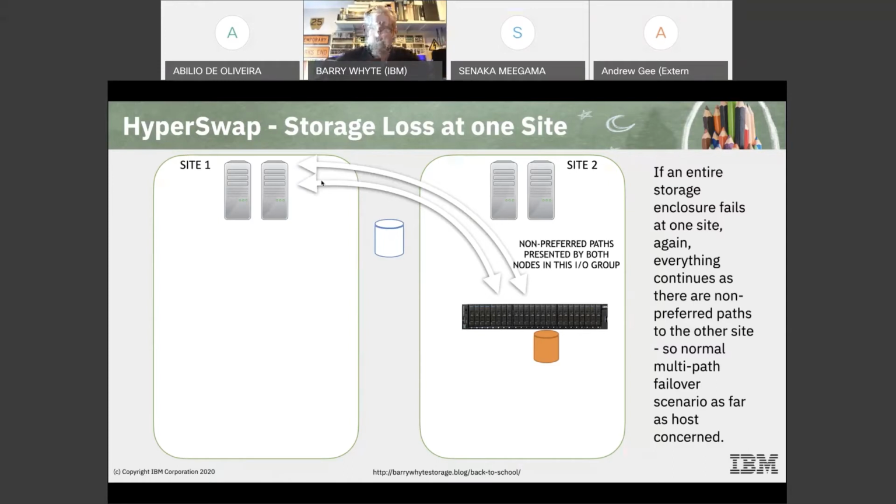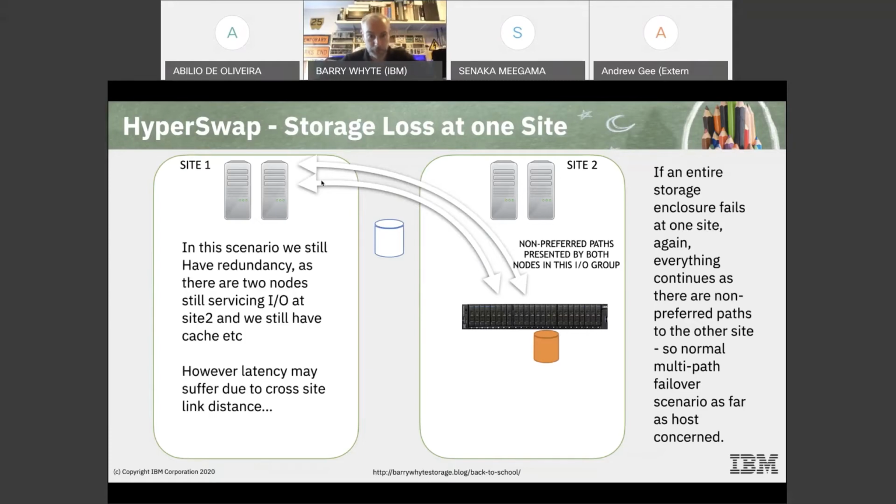And so it means you can suffer single node failures, double node failures, or entire site failures, depending on how you set things up, and we'll cover that in a minute. So hopefully that's fairly clear. So in that scenario, we've still got the redundancy, we've still got the 2 nodes servicing I/O. However, your latency may well suffer. Obviously, you're crossing that link now. Your application is on site 1, your storage is on site 2, and so we're having to actually traverse that link every time to do I/O.